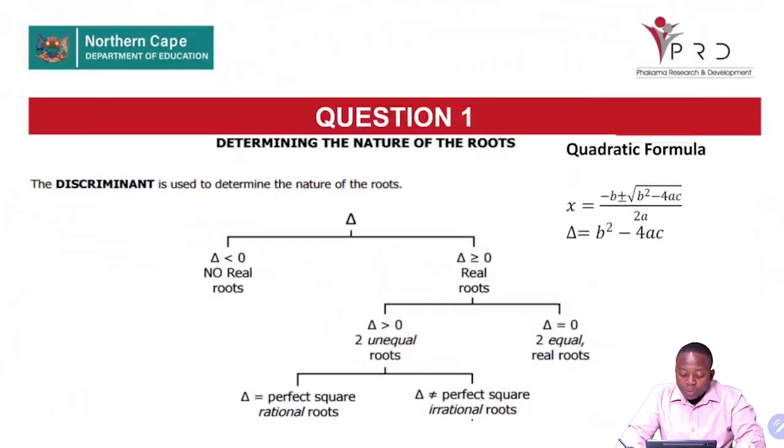Another thing, question 1 also focuses on the nature of roots. However, the nature of roots does not only apply to question 1. It can also apply to sequences and series, we can also find it on functions, and we can still find it on calculus. So it is utilized throughout our paper. Now, we normally use what we call the discriminant to determine the nature of roots.